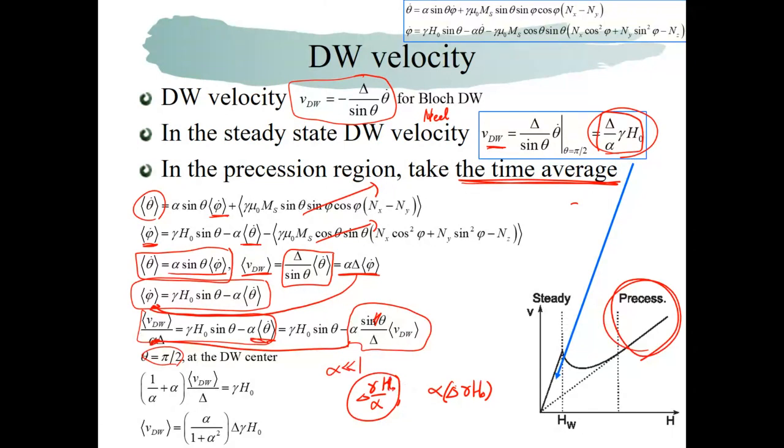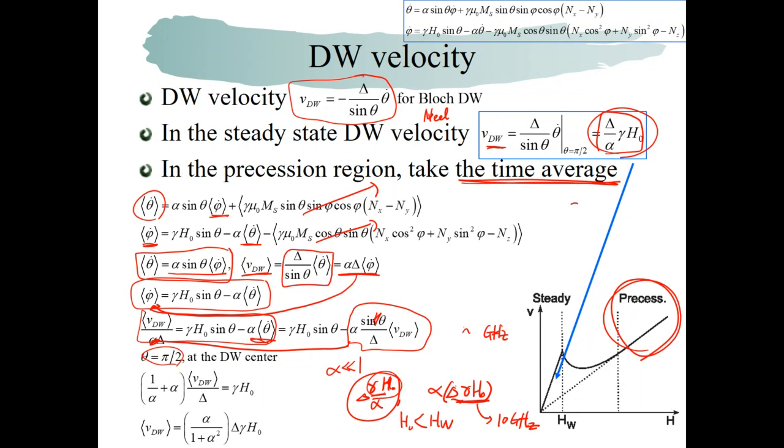H0 is the applied field, but in this case, it should be smaller than HW. As we already mentioned in last class, gamma H0 gives us order of gigahertz. But in a small field, this frequency is small. For one rather large field, we have order of 10 gigahertz. And delta is order of 10 nanometer.